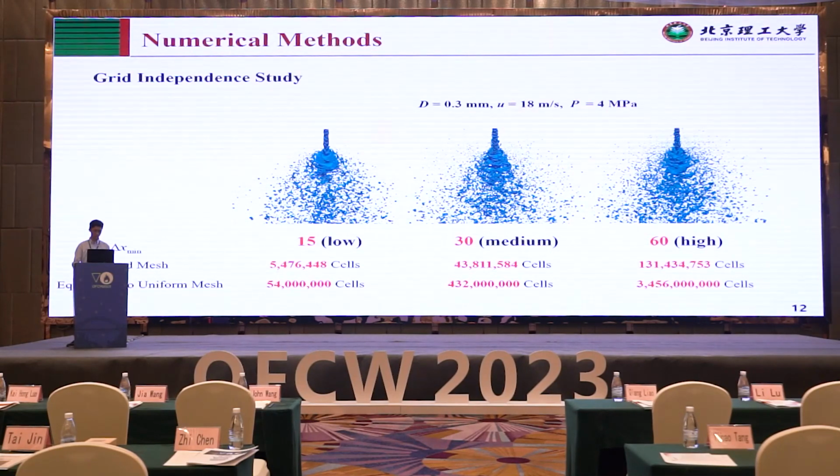We then make a study on grid independence with 4 megapascal and split the grids into 3 different resolutions, which are low, medium, and high, each having 15, 30, and 60 for the adaptive mesh number, billion cells. Furthermore, the equivalent uniform mesh is 54 million for low, 432 million for medium, and 3.45 billion cells for the highest resolution.